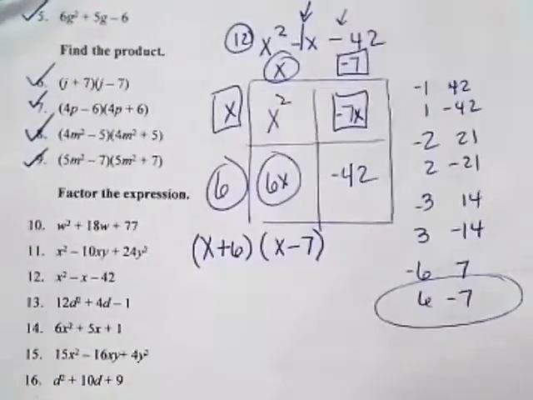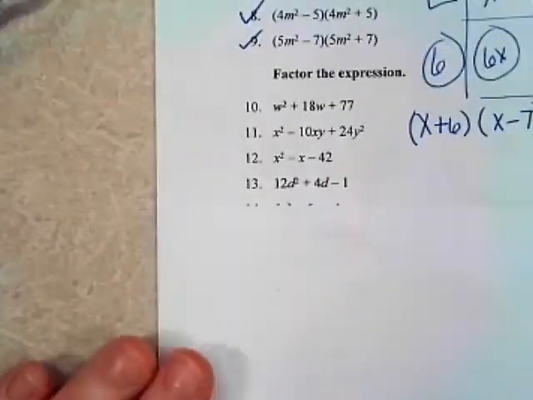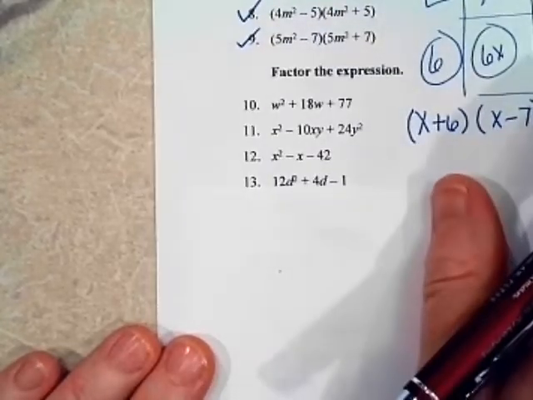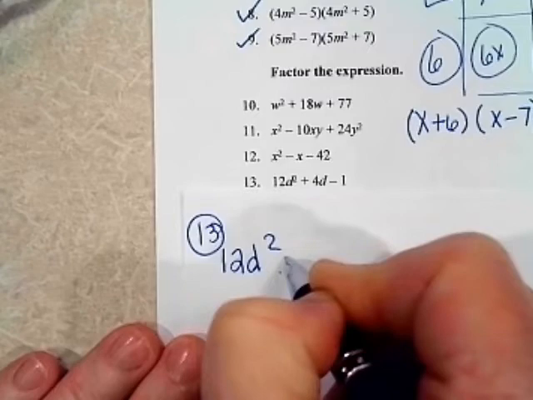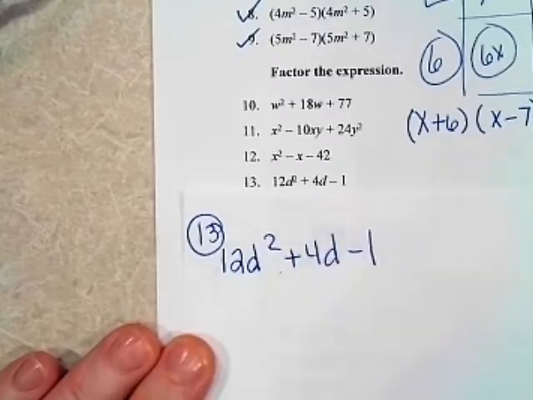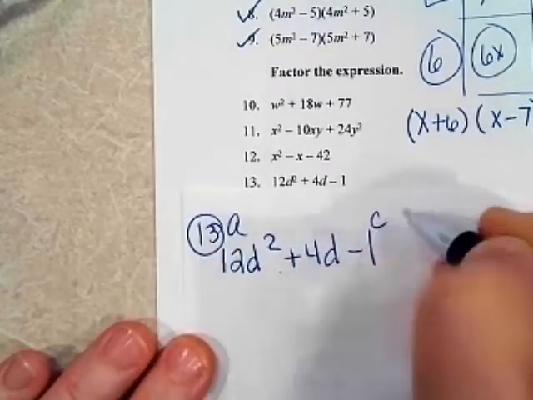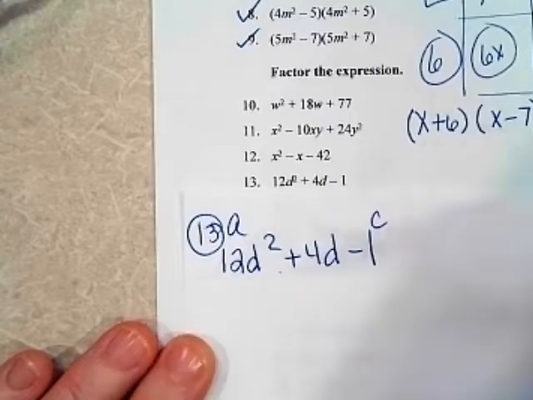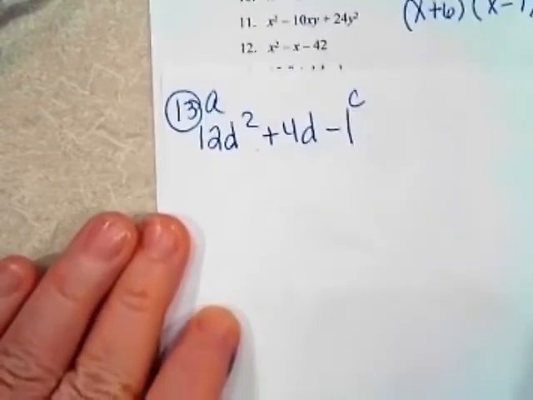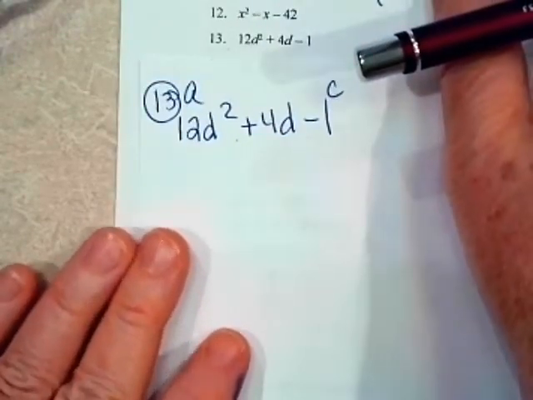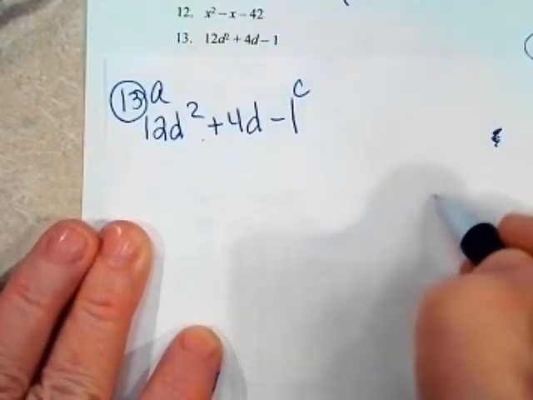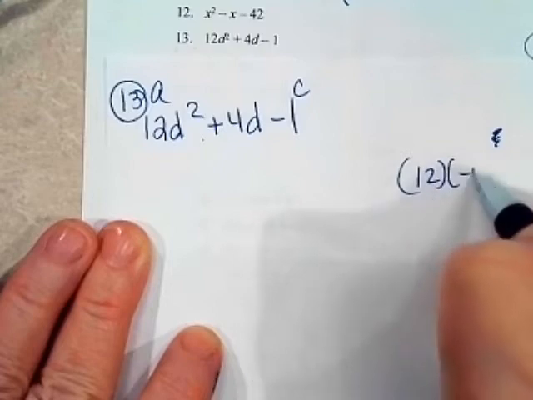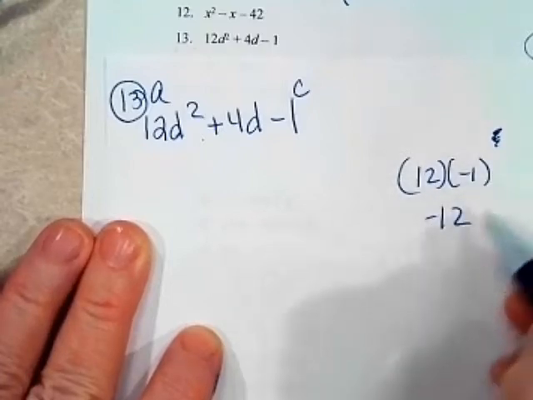Number 13. Number 13 starts off with 12d squared plus 4d minus 1. And we're going to use the AC method. That starts off with a number other than 1, so we're going to choose a little bit different method for this one. There's number 13. So I'm going to come over here and I'm going to multiply 12 times negative 1. It's going to give me negative 12.